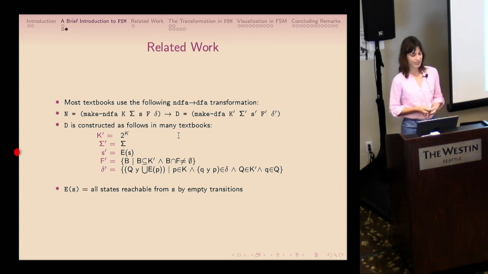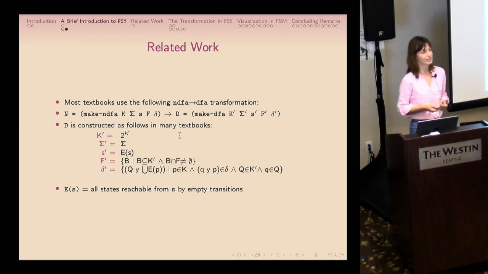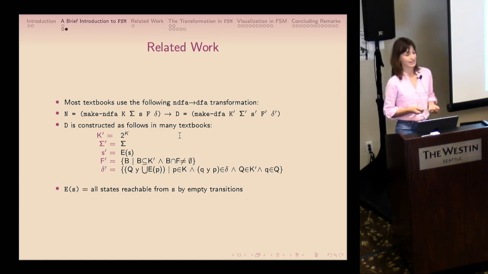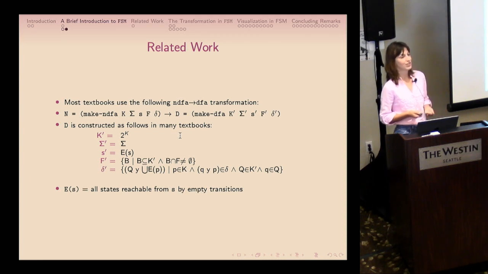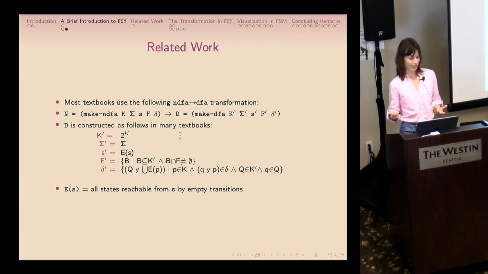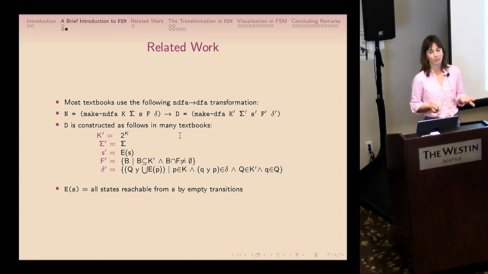F prime is a list of final superstates, and they all have to be in K prime, and every superstate has to contain at least one state from the list of final states in the NDFA. And finally, delta prime is a list of all transitions from a superstate to a superstate. So, bear with me.